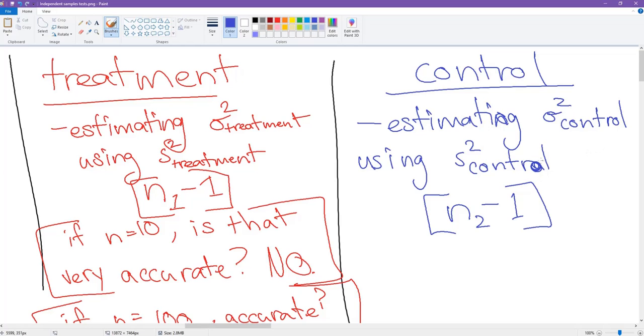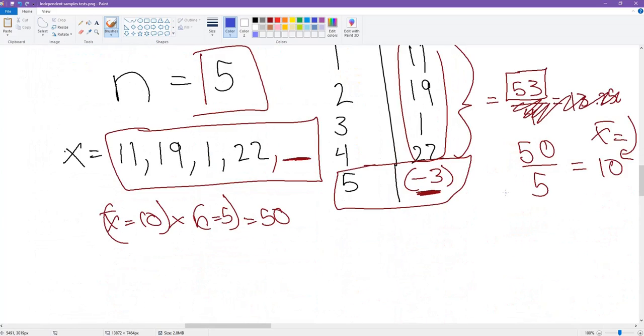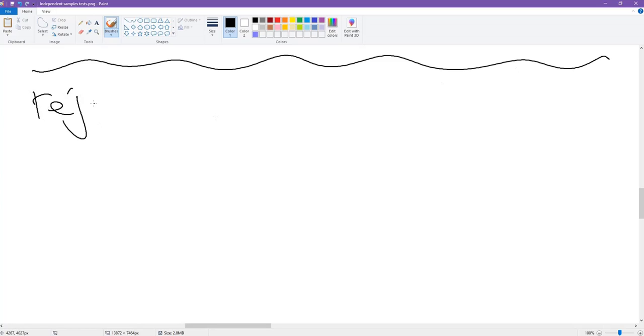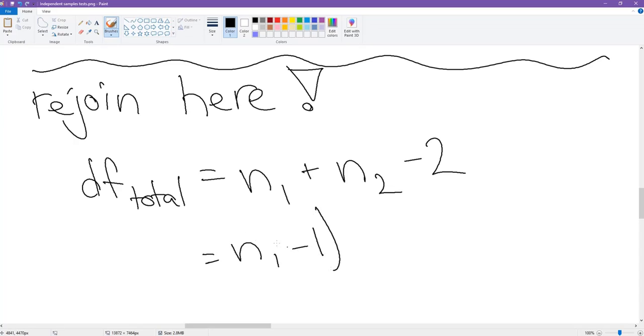Great. So now that we've done all that, we can finally finish calculating degrees of freedom total. So I'm going to scroll down all the way past this stuff, and I'm going to put a rejoin sign here, so that you can jump to it. Cool. And so let's go ahead and calculate degrees of freedom total again. Great. That would be n1 plus n2 minus 2. That's another way of doing it. It's a way of combining the two. Otherwise, you can do it as n1 minus 1 plus n2 minus 1. Cool.